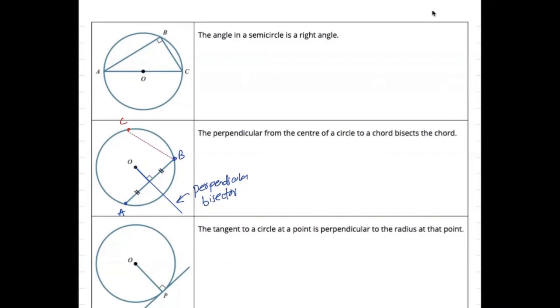If I am going to draw the perpendicular bisector of the line CB, that is also going to pass through the center of the circle. Please remember this. Sir, it will be equal, yeah? No, it's not going to be equal.